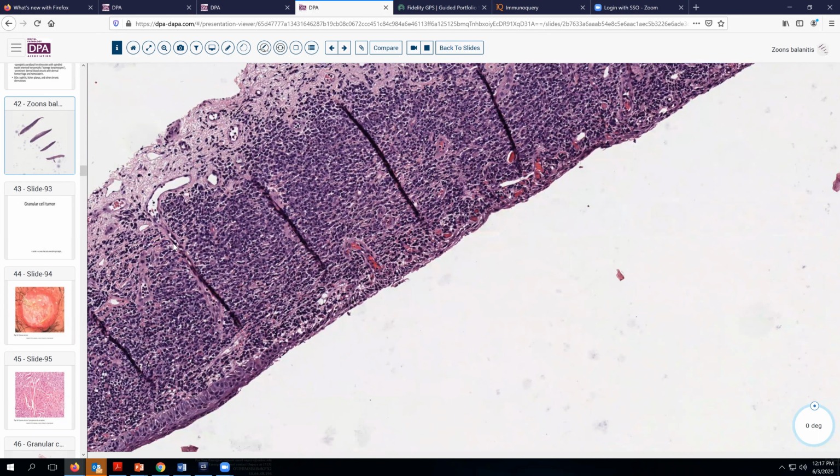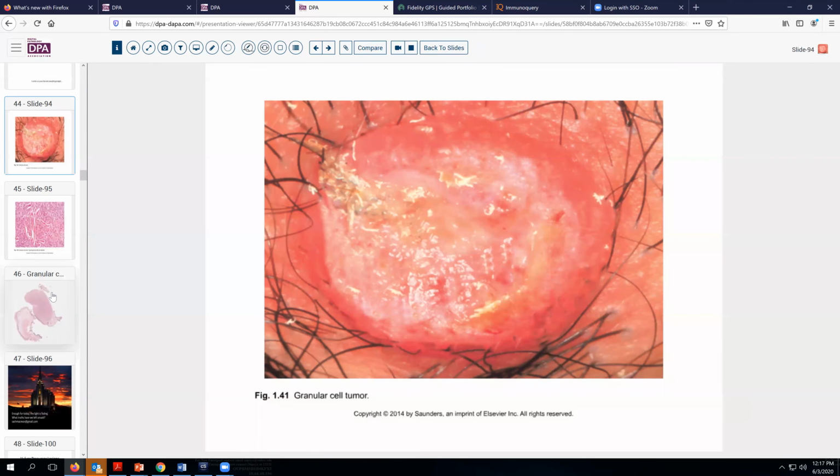Let's talk about a few benign tumors that we'll encounter. I'm not going to cover the mesenchymal lesions in the vulva. I did a video on those, and I hope that you watched that. If you didn't, go back and look at that, because you'll want to be familiar with those lesions as soft tissue lesions and the differential that comes up with them.